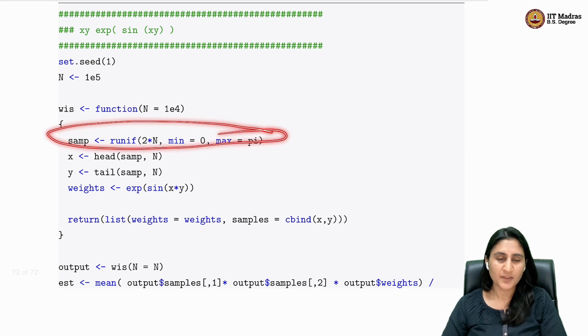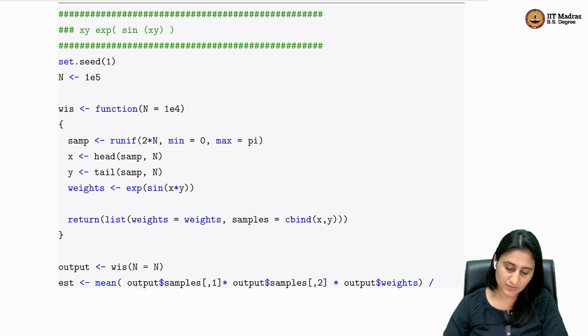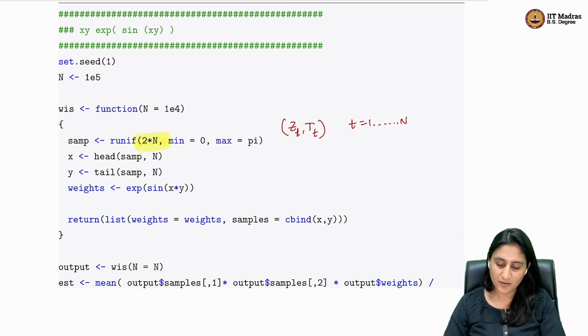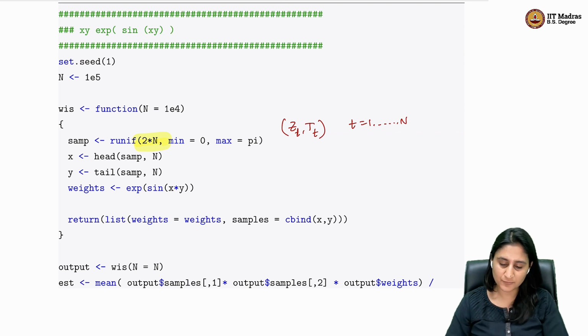First, I get my samples, which are going to be Z and T. What I'm trying to do here is sample from Z_t, T_t, with t going from 1 to N. Notice the number of samples that I get is actually 2N. These are from uniform 0 to pi, both of them, and they're independent of each other. So I'm just generating 2 times N of them. The first N I will give to Z, and the second N I will give to T.